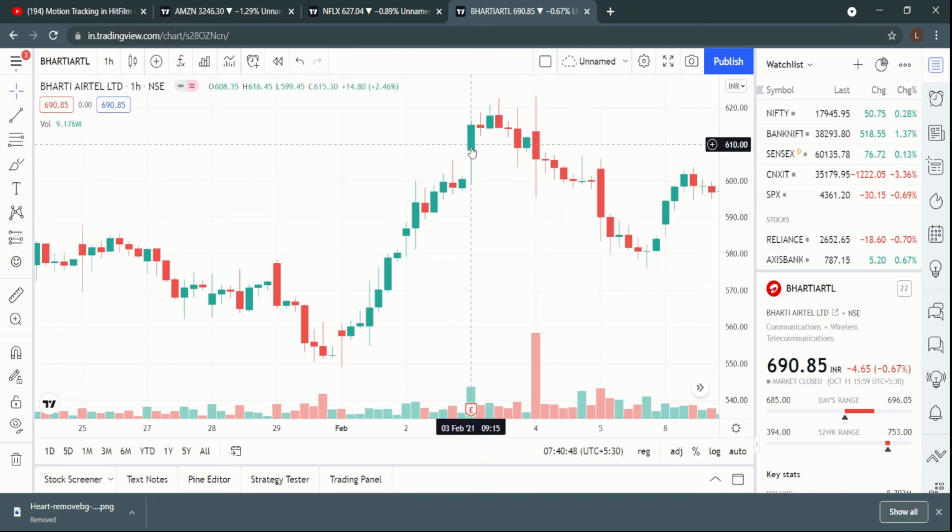If we give a closer look at this hanging man, we see the opening price is 608.35 and the closing price is 615.30, and because the closing price is higher than the opening price, this candle is a green candle. However, if we look at the low price, it is 599.45, and that is why we see a long shadow which is almost double the body, and that is why we can consider this as a hanging man candlestick pattern. Let's have a look at another example.